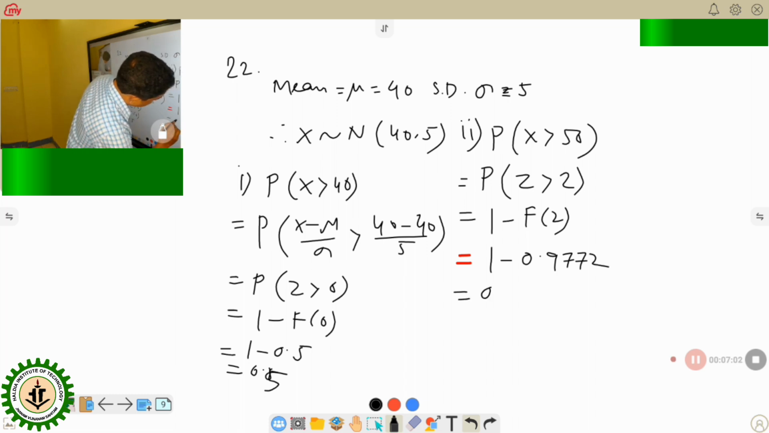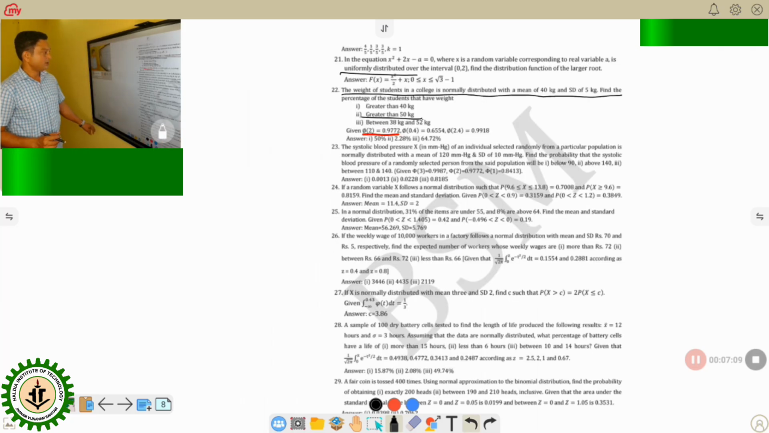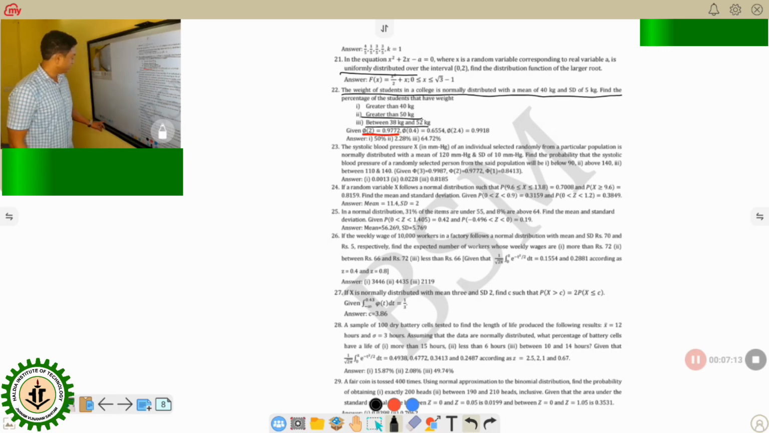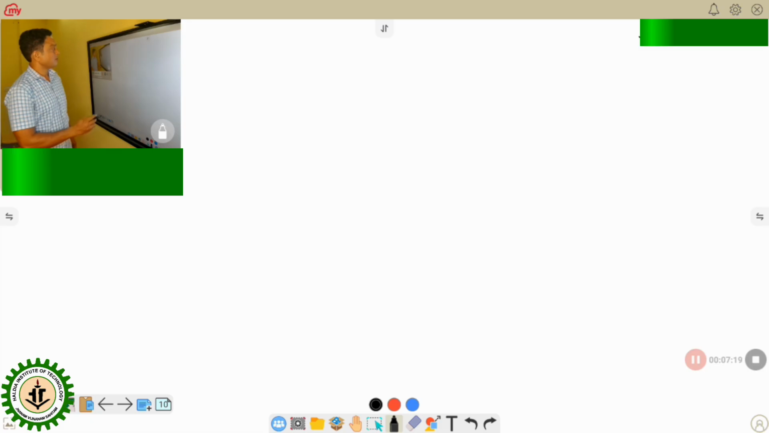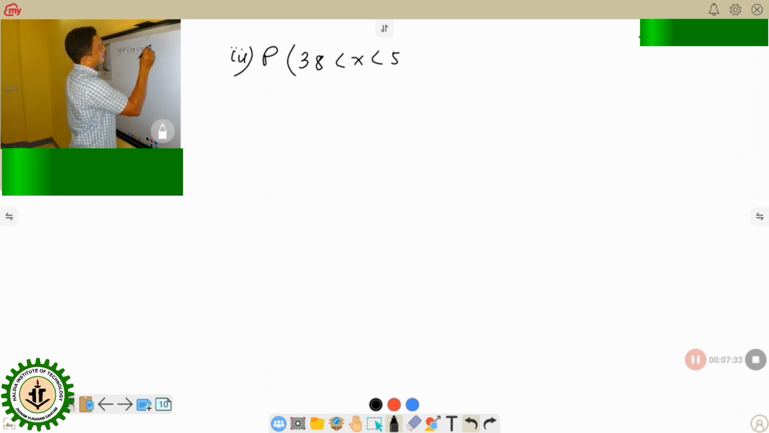We are getting 0.228. So this is the second probability. Number 3, it is between 38 and 52. So the probability of 38 less than x less than 52.